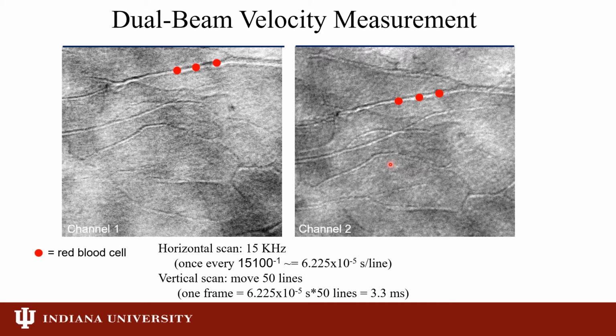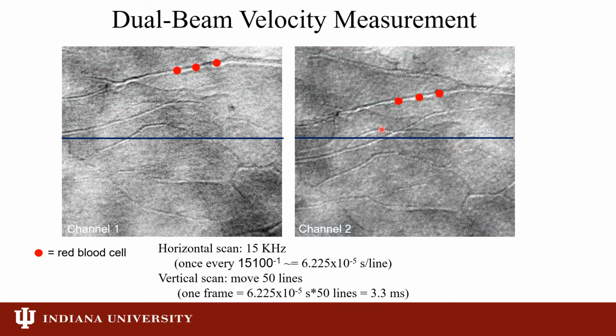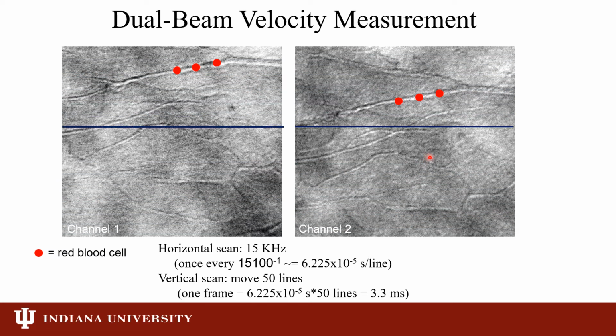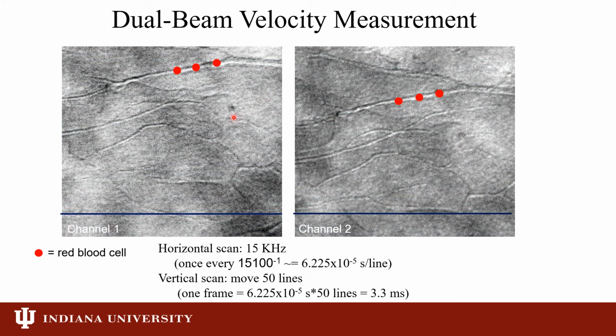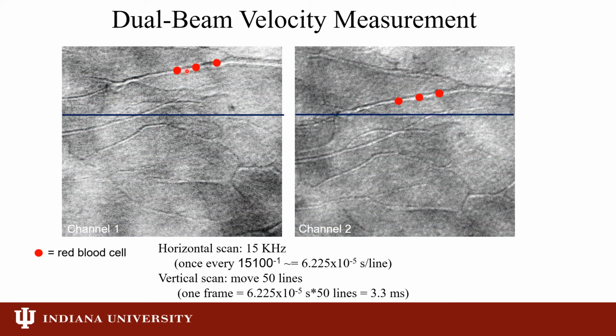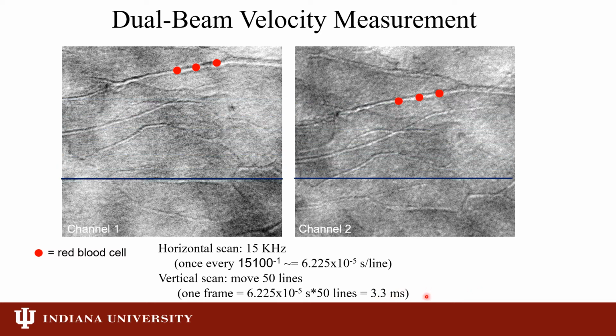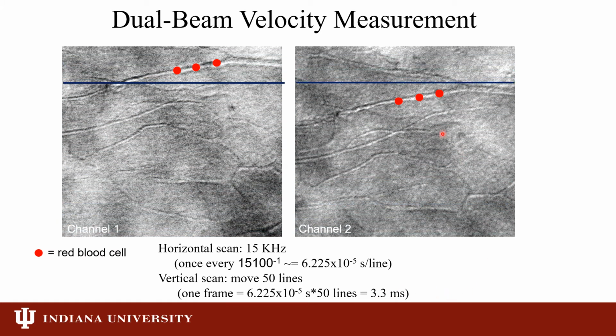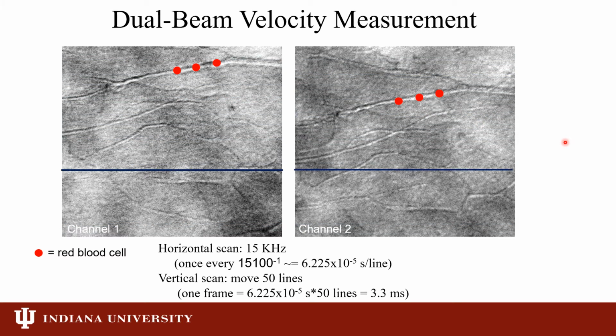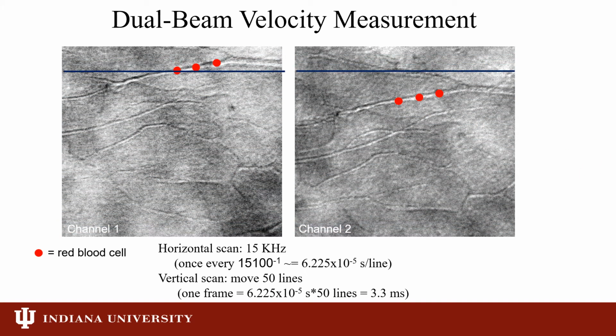And the way to think about this is that we're constantly scanning the retina, and the scan is going to hit the same blood vessel in two different channels at two different times. So imagine these little dots are red blood cells, and in the other channel, we'll get those red blood cells a little bit later because we're further down the scan. And in our conditions, we're basically separating those two images by about 3.3 milliseconds. And so how far they move in 3.3 milliseconds is how fast they're going.